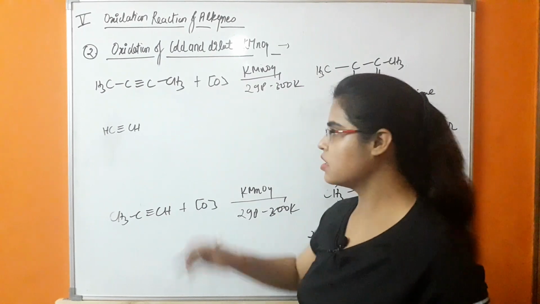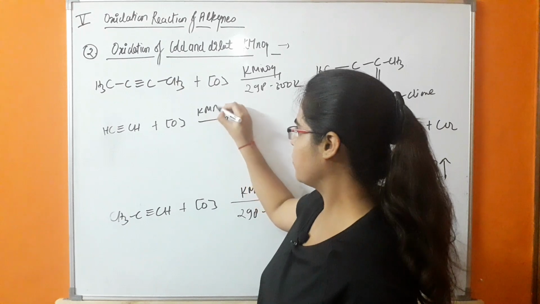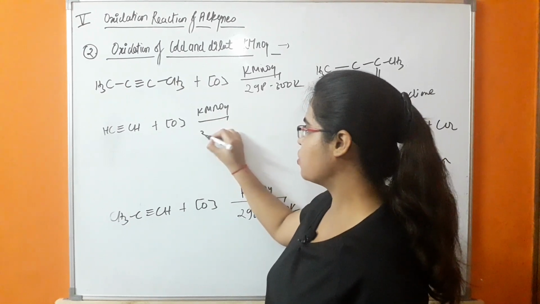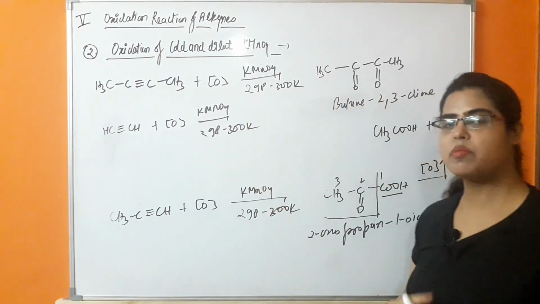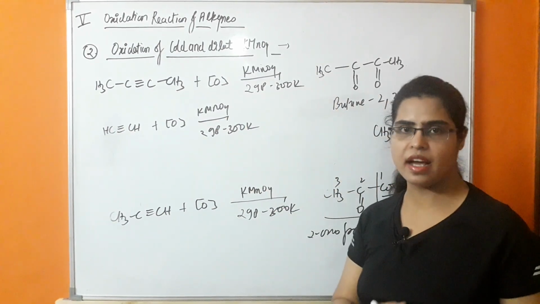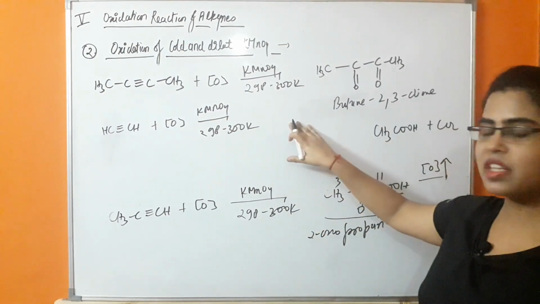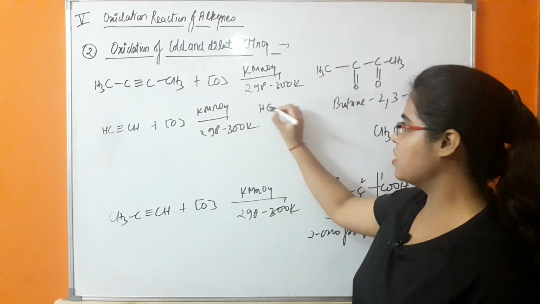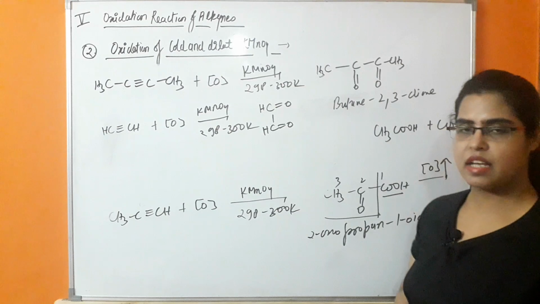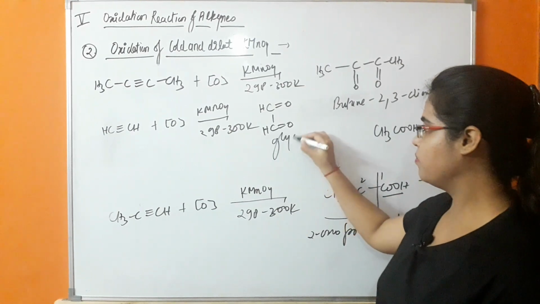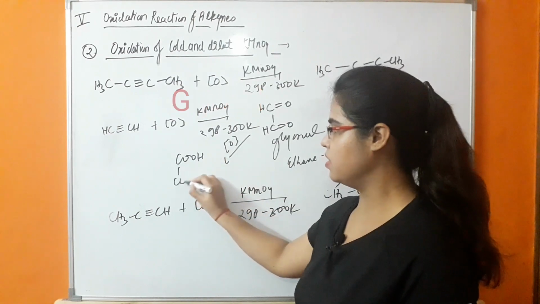Acetylene is oxidized in the presence of cold dilute KMnO4. Temperature condition is 298 to 300 Kelvin. So what is happening? There will be formation of 1,2-dialdehyde. The common name of this 1,2-dialdehyde, what will be the reaction? In this case, there is formation of dialdehyde. This is glyoxal, which on further oxidation forms oxalic acid.